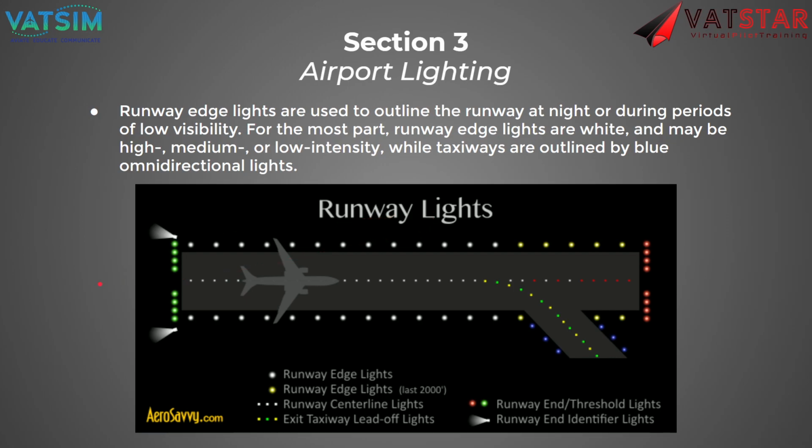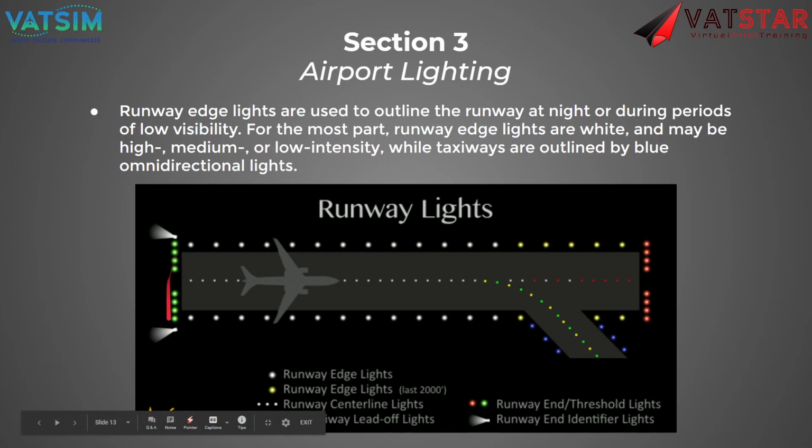So if you were landing on this runway from left to right, you'll see white up until the last 2,000 feet where they'll become amber or red. But if you were landing this direction, up until the last 3,000 feet, it'll actually be white. These lights will be reversed based on which way you're landing.